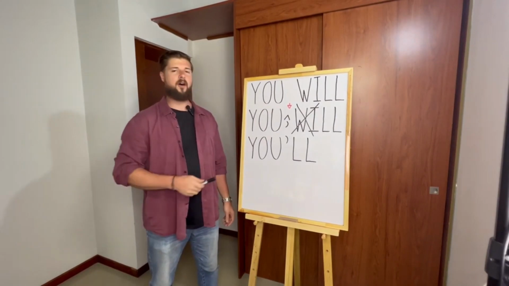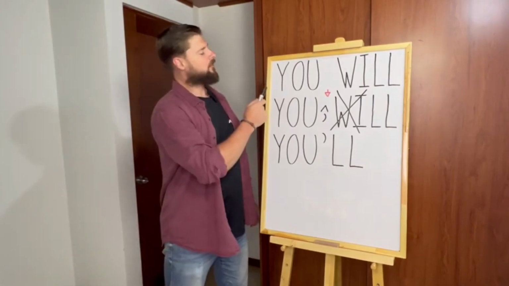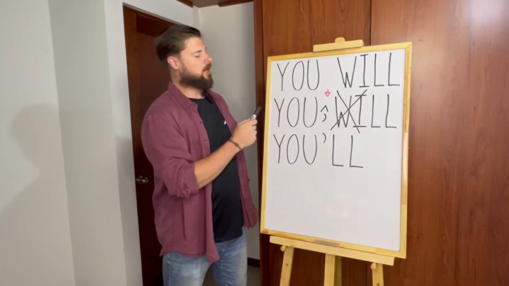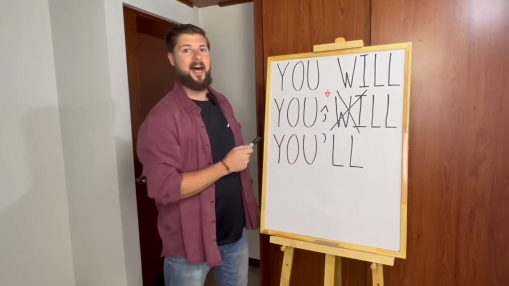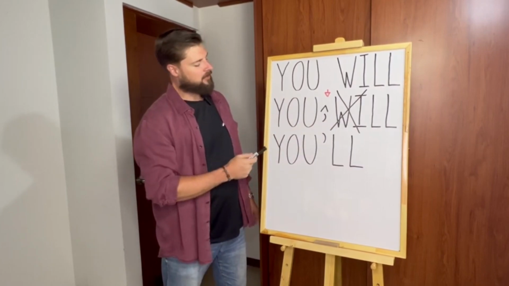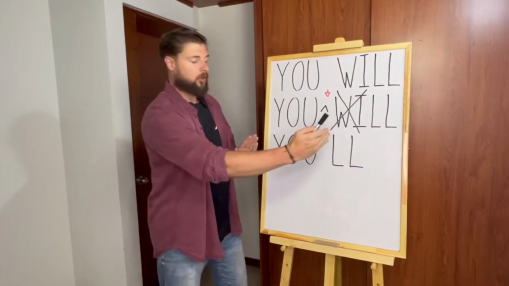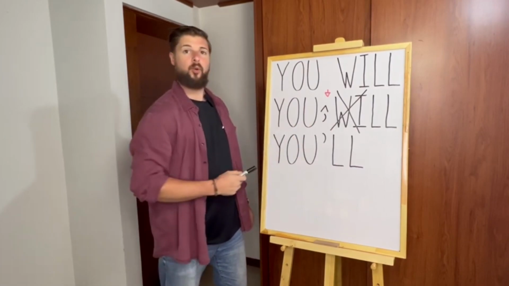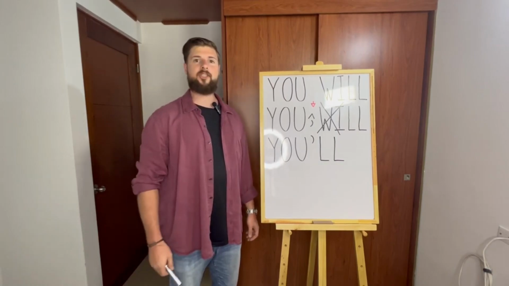Contractions oftentimes give English learners problems, but they're super easy. Check this out. The full form is you will. But then what we do is we take out the W and the I, and then we add an apostrophe. We put the two words together, and it becomes you'll. All right, so this is how we make contractions.